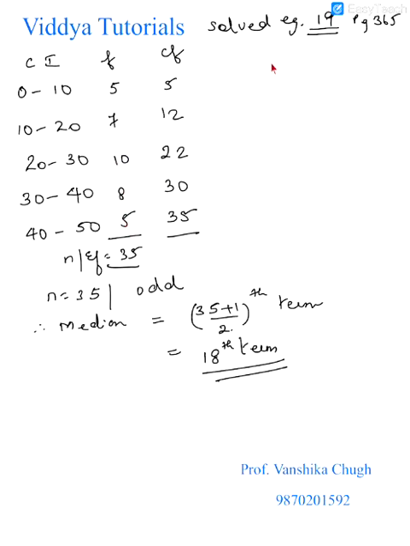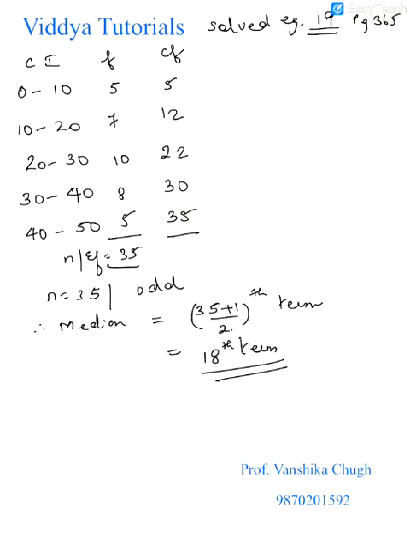Now whenever you are finding a median, you have to always make a cumulative frequency column. So my cumulative frequency, the first one will be the same, 5, second one will be 5 plus 7, 12. Then the third one 12 plus 10, 22. 22 plus 8, 30 and 30 plus 5, 35. This is my CF column.